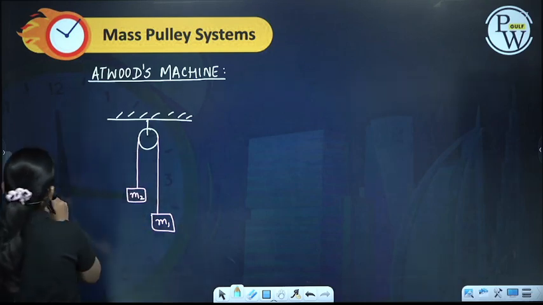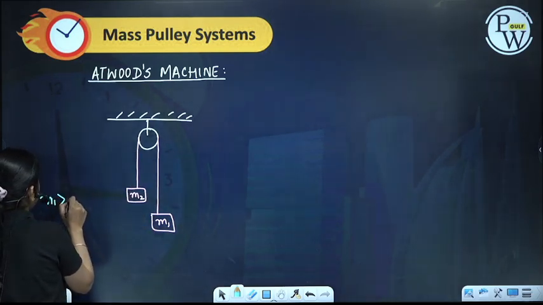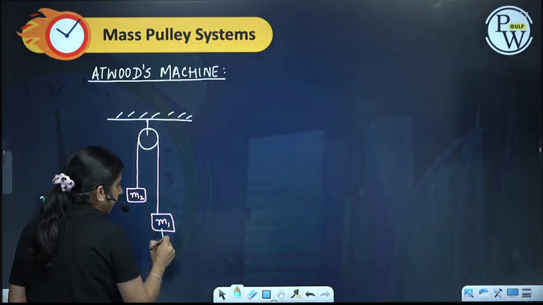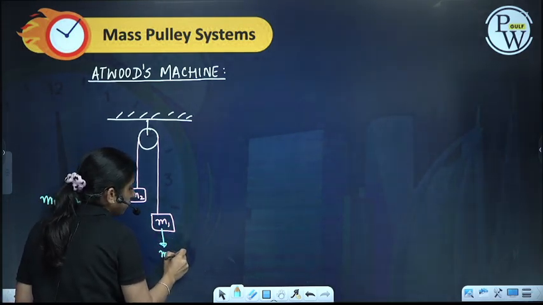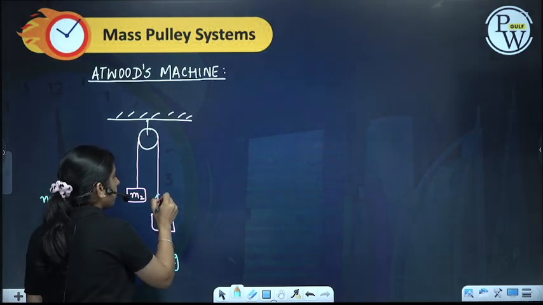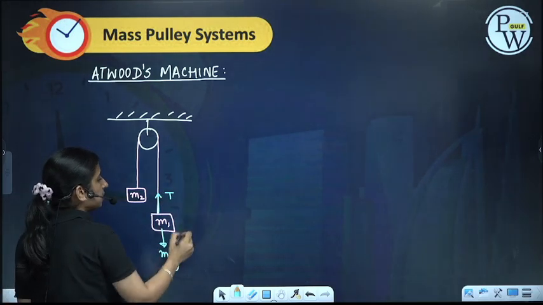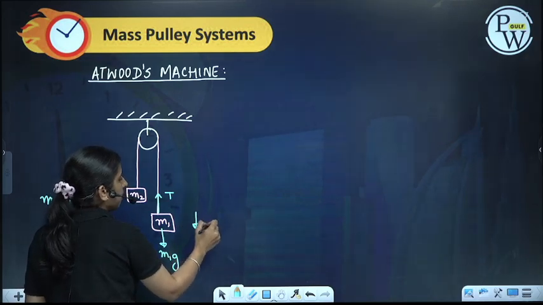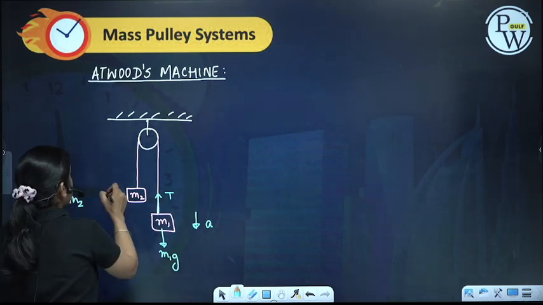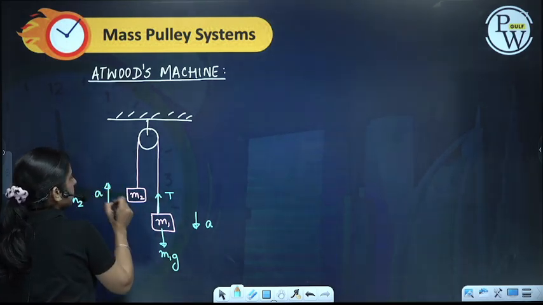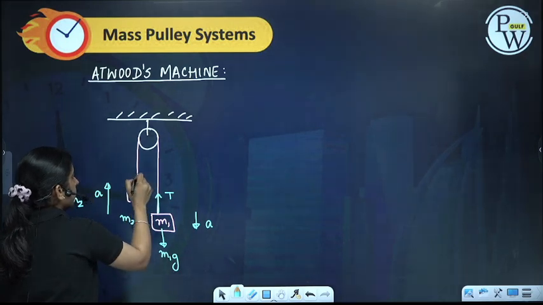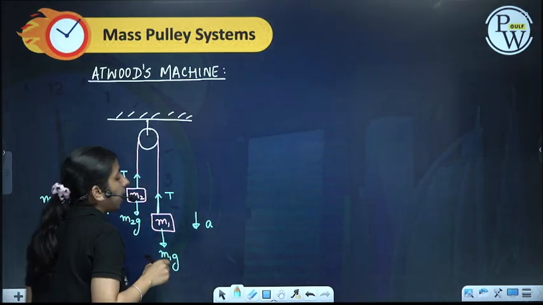So if m1 is heavier than m2, what will happen? m1 g force is acting on this block downwards and the tension will develop upwards. So it is moving down with some acceleration a. If this block is moving down with acceleration a, this block will move up with acceleration a. Force acting on m2 is m2g downwards and tension T upwards.